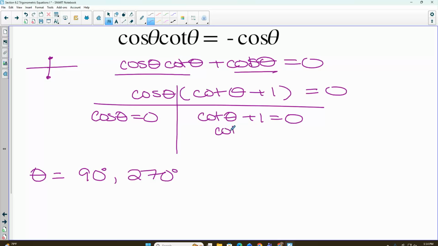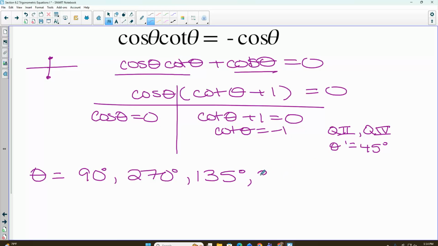Okay, this one is saying cotangent is -1. In what quadrants is cotangent negative? Think make all students take calculus. It's positive in 1 and 3, so it's negative in 2 and 4. Reference angle, when is cotangent 1? Or that means tangent is 1. When does that happen? 45 degrees. So 45 degrees in quadrant 2, 180 minus 45 is 135. Quadrant 4, 360 minus 45 is 350.